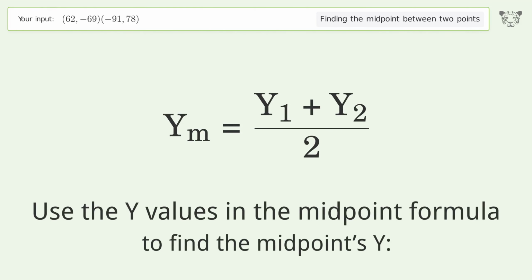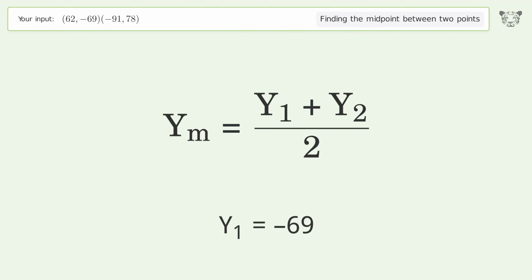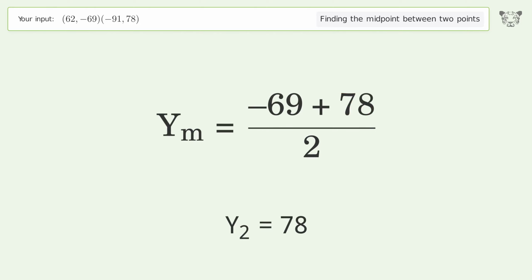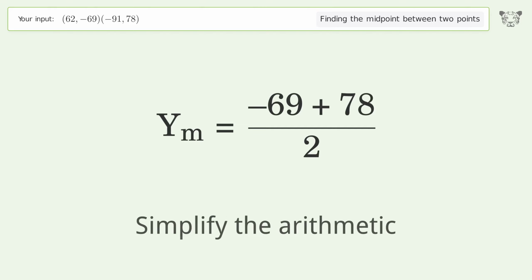Use the y values in the midpoint formula to find the midpoint's y. y1 equals negative 69. y2 equals 78. Simplify the arithmetic.